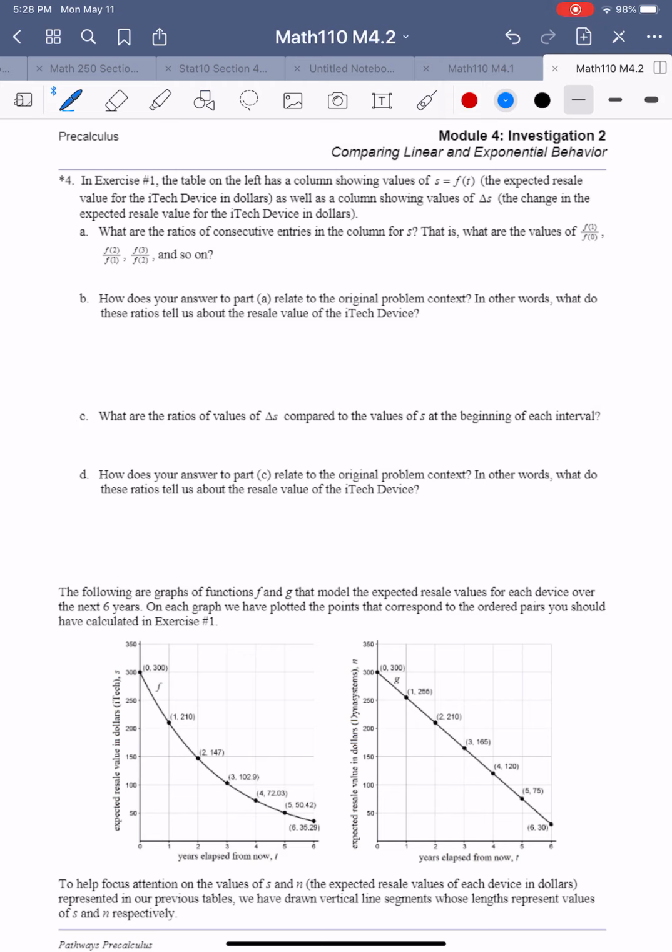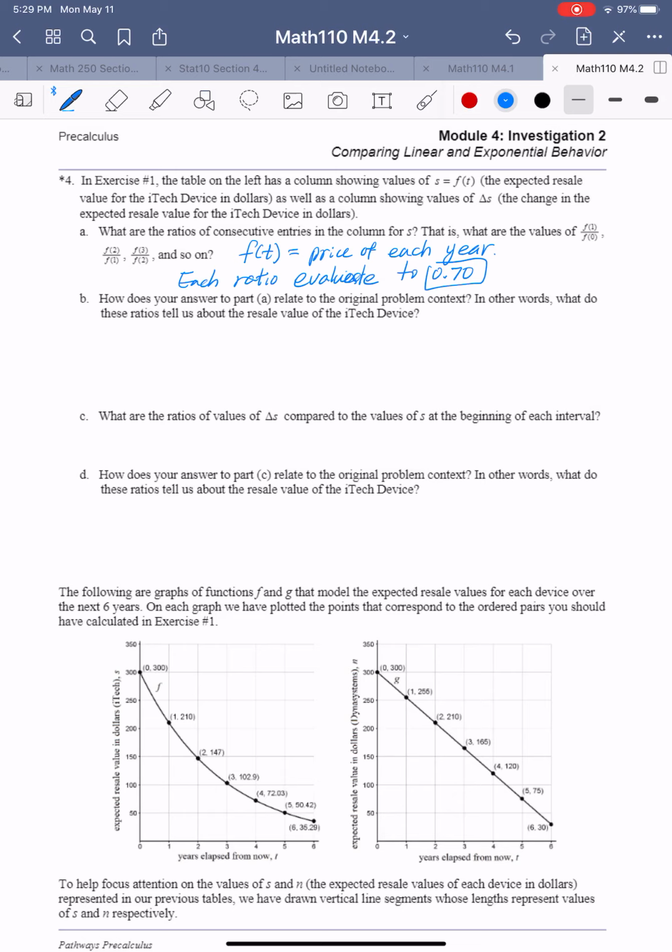So everything about the f of t is going to be the price of each year, okay, the year in the parentheses. Okay, so it's about ratio. So each ratio evaluates to 0.70. Okay, that stays all the time, if you divide this year by the previous year.